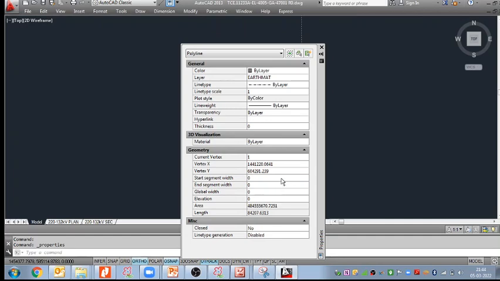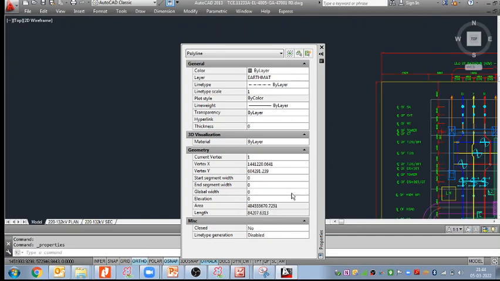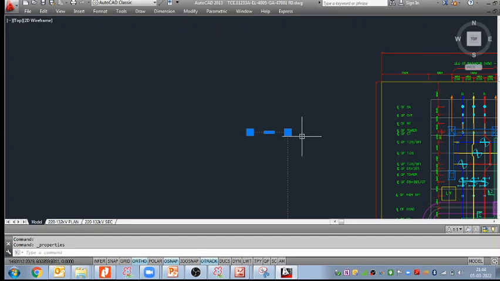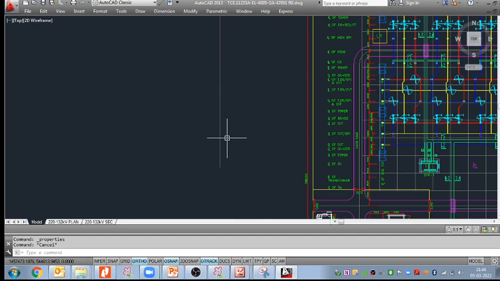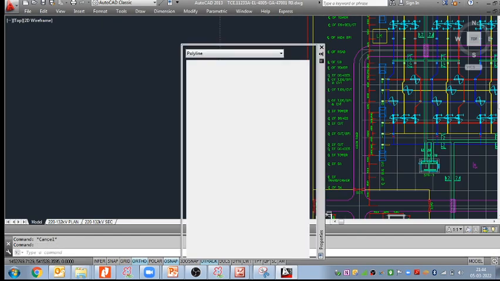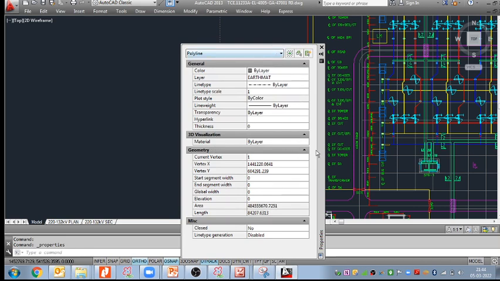And then this area length, I think 84207. This length is coming very large, 84 meter. Something happened here. What happens here? Yes, this Control 1. Yeah, polyline.